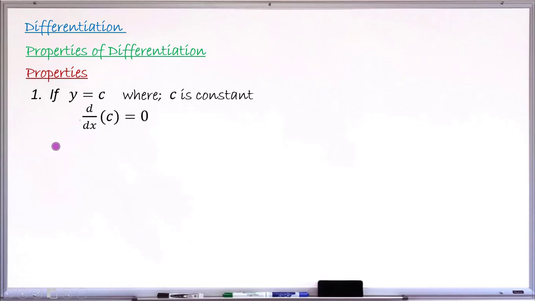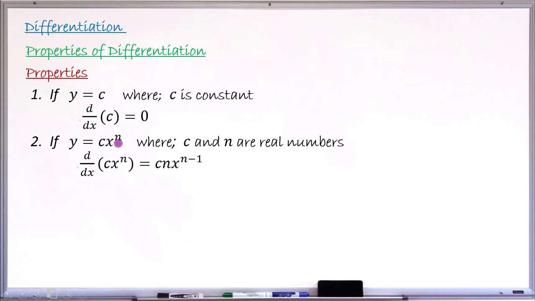Let's move to the second property. Property number 2 says if you have the function y equals c x raised to the power of n, where c and n are real numbers, you can see c is just like a coefficient of x raised to the power of n. So what will happen to the derivative of the function y? It says d by dx of the term c x raised to the power of n is nothing but c n, that is c times n, times x raised to the power of n minus 1.